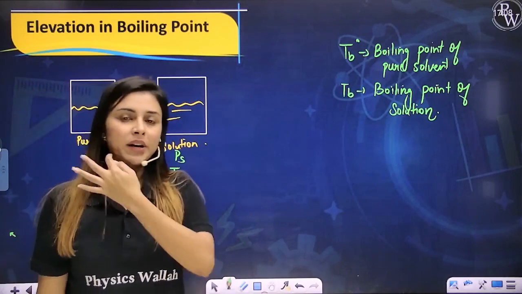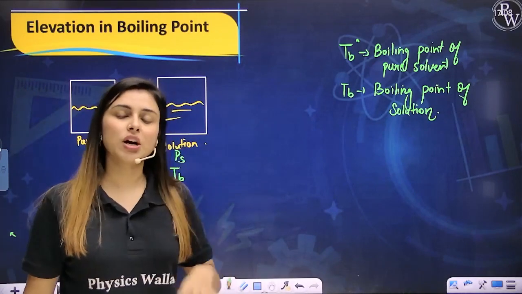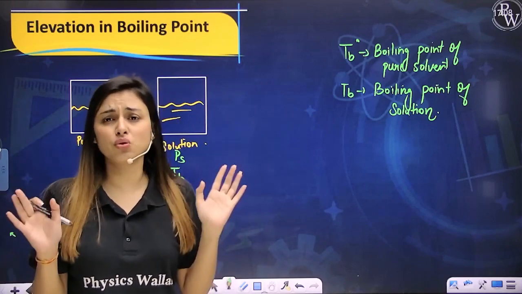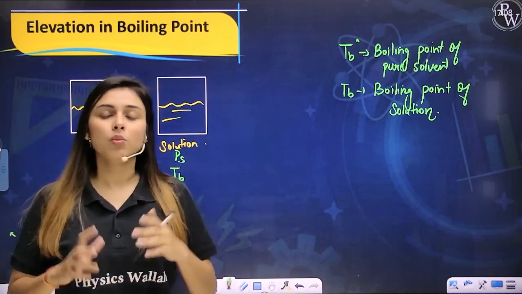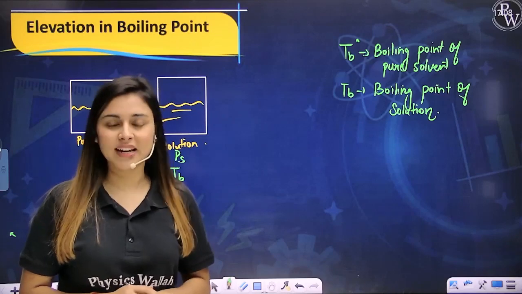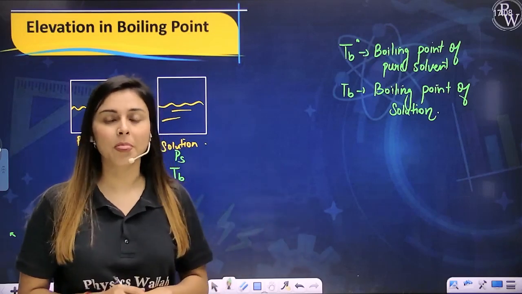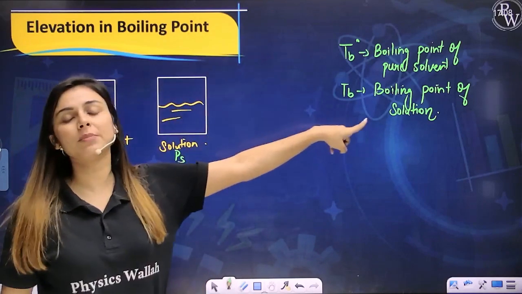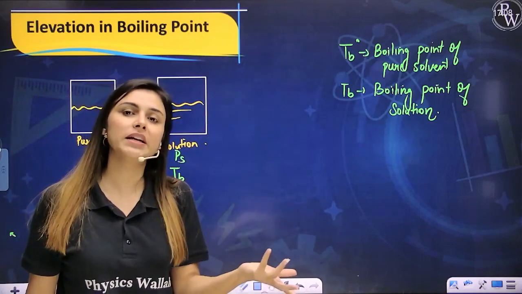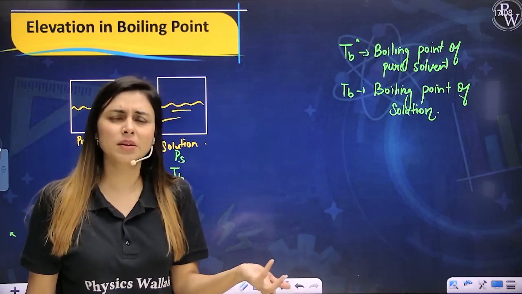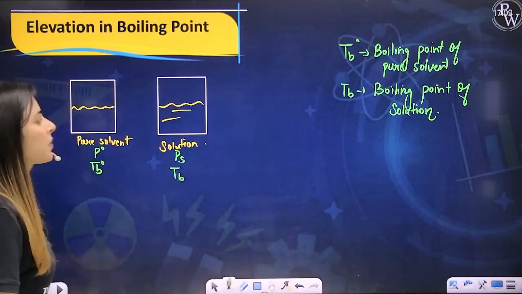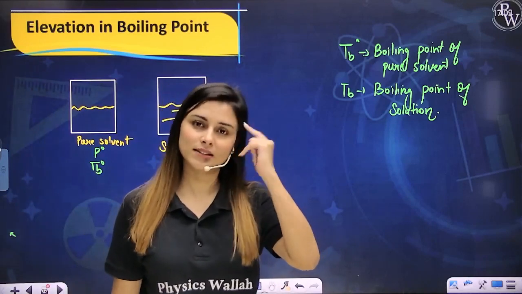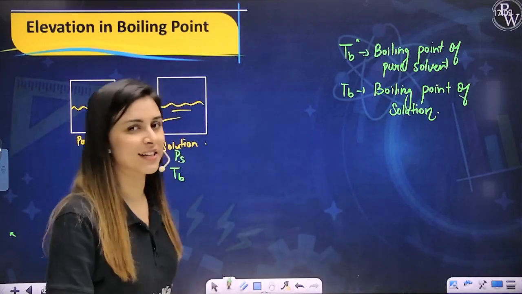Till now, whenever I told you about the vapor pressure, I used to ask you one question: which of the following is larger? Now I want to ask you the same question again. Out of TB and TB naught, which is higher? You have to answer me. Very easy, right? You only have to use this.